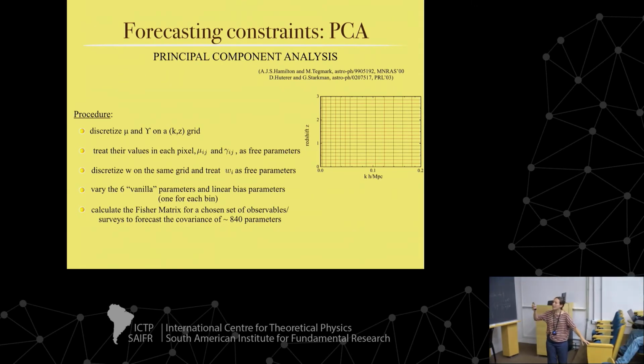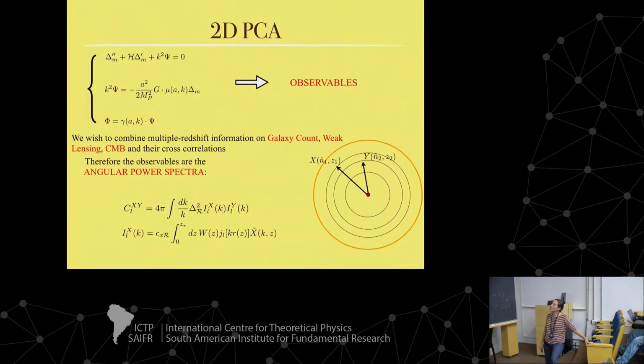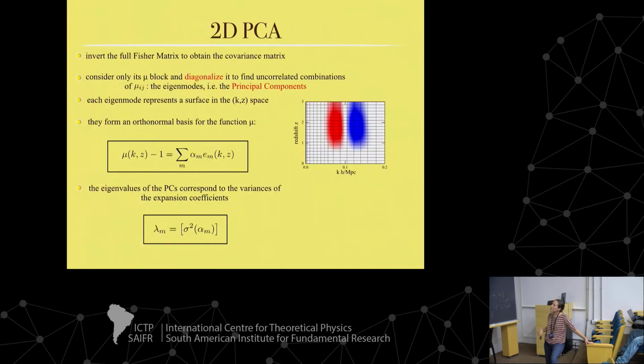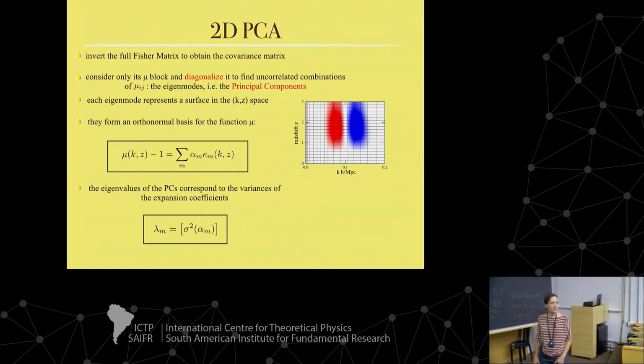I give a value in the pixel. These are my new parameters. Then I have the cosmological vanilla parameters, some bias parameters, etc. So I end up with a huge number of parameters for which I calculate the Fisher matrix, concentrating on things such as galaxy count, weak lensing, etc. And then I do a diagonalization, and I read out the eigenmodes of this matrix.